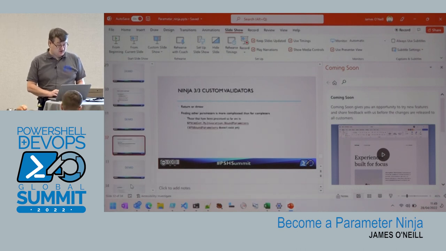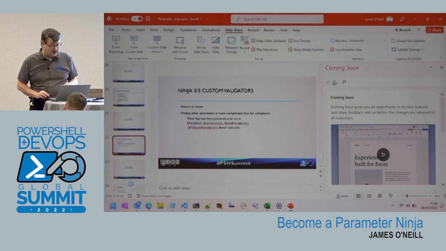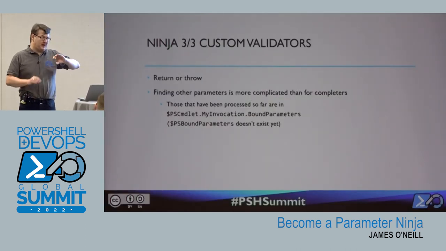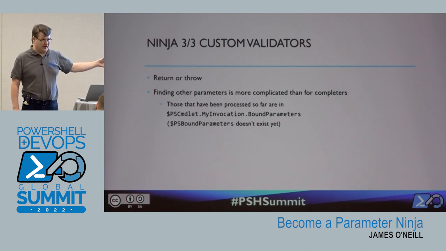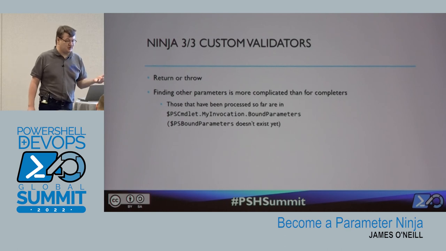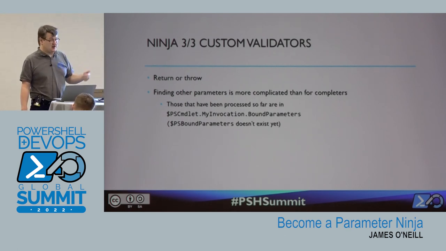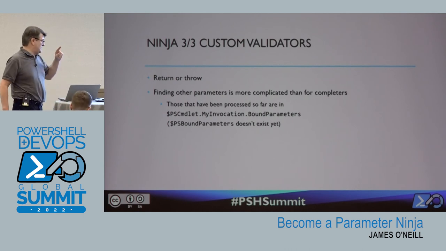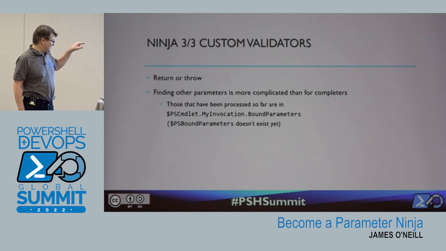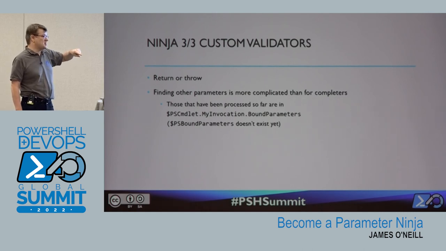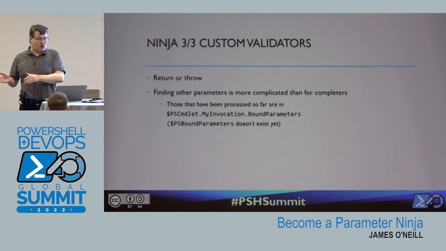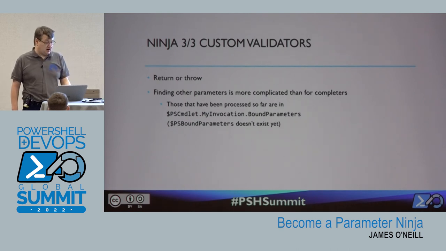And then the final one on those is custom validators. Now, the job of a custom validator is exactly what it says. It's write your own validator, but do it as a class. Where the completer just sent back possible values, and the transformer changed the value and potentially threw an error, the job of the validator is basically throw an error or come back. That's all it does. It's slightly more awkward for a validator to find out the other parameters. For anybody that needs to find them, I've put that on the slide. PS bound parameters doesn't exist when the custom validator is running, and you can only see the parameters that come before you on the command line because they have been bound and they're available in my invocation. So you can see what's available to a validator.